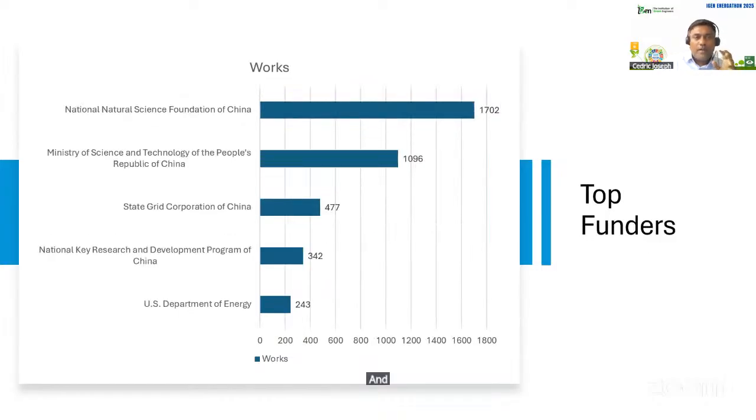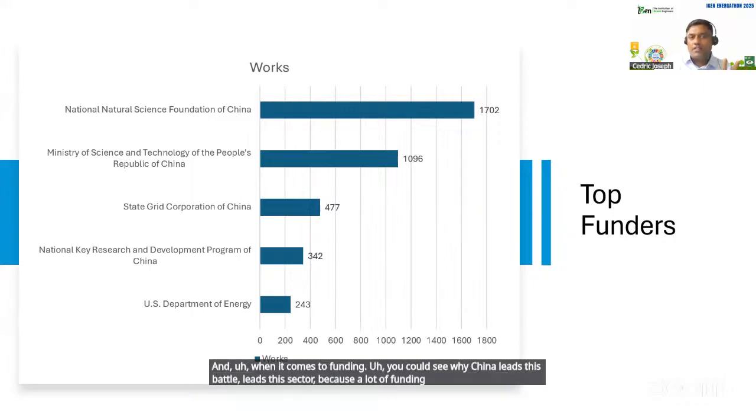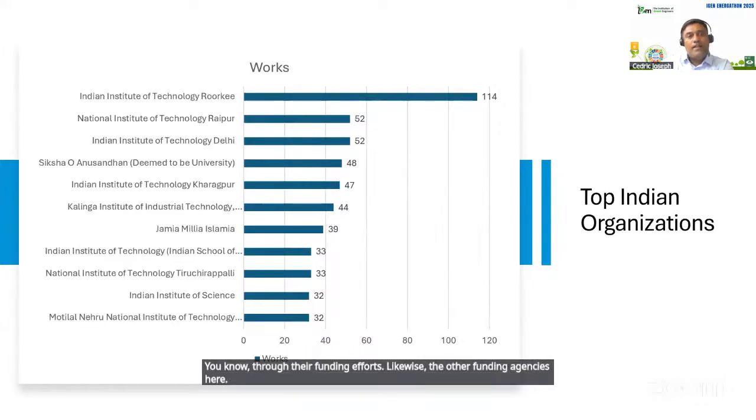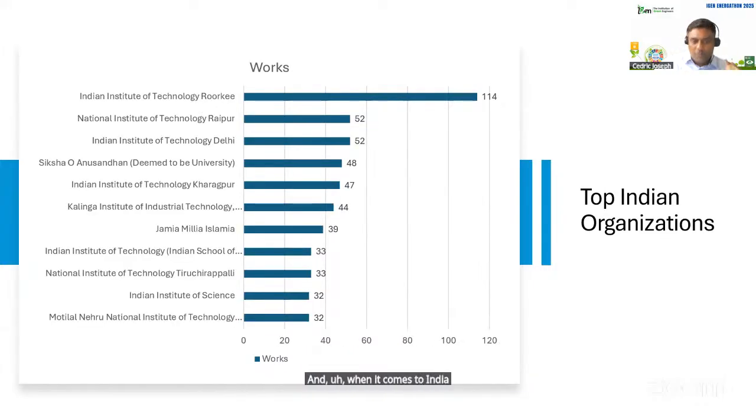And when it comes to funding, you could see why China leads this sector, because a lot of funding comes from Chinese organizations. The National Natural Science Foundation of China has funded and powered 1,700 publications through their funding efforts. Likewise, the other funding agencies here. And when it comes to India, again, familiar names are here. The only surprise here is the location. We talk about IIT Roorkee leading the pack, not the usual IIT Madras and IIT Delhi.